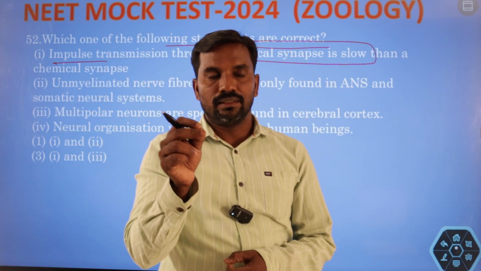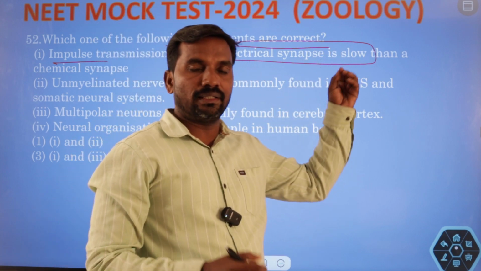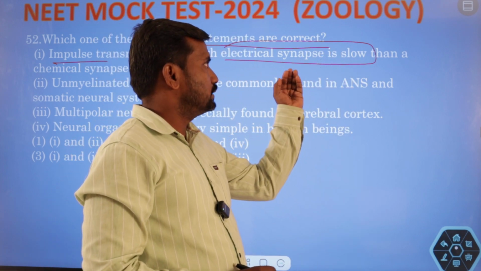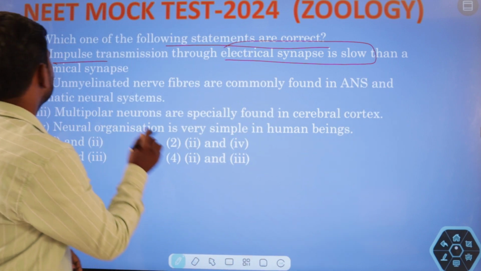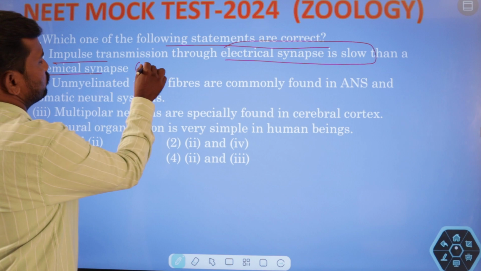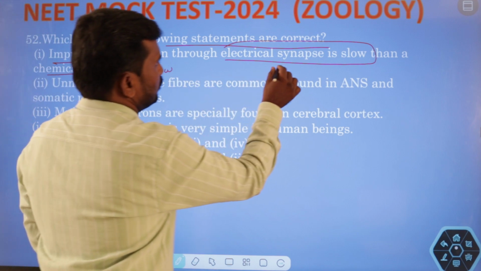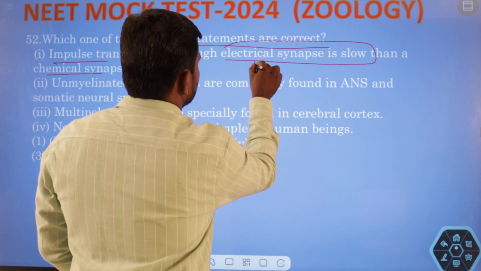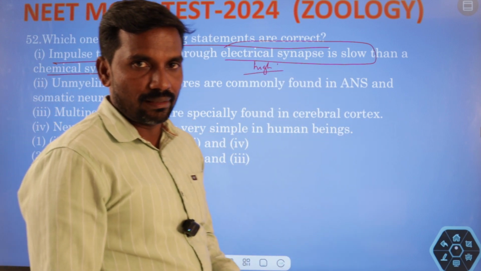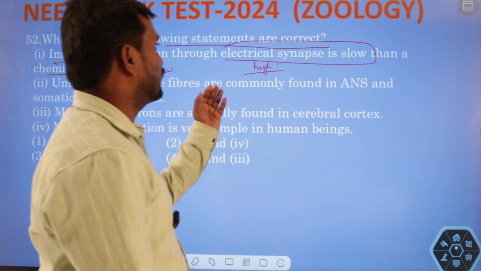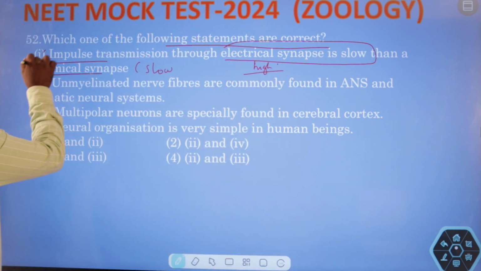Basically, the electrical synapse has a point-to-point connection inside our body. The message usually spreads very speedily in the electrical synapse, but when we compare it with the chemical synapse, that is very slow. Electrical transmission is very fast, with high accuracy. Therefore, the neurotransmitter is just acetylcholine. So the first statement is incorrect.